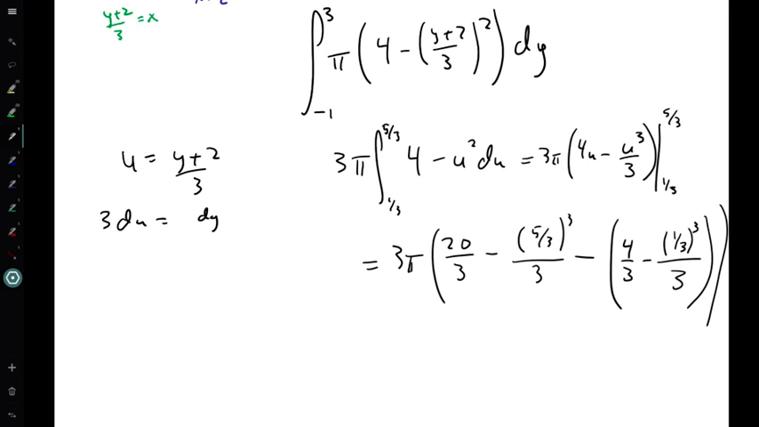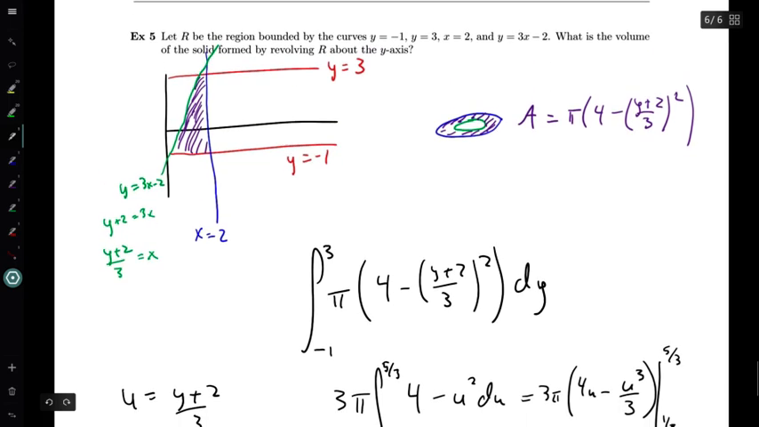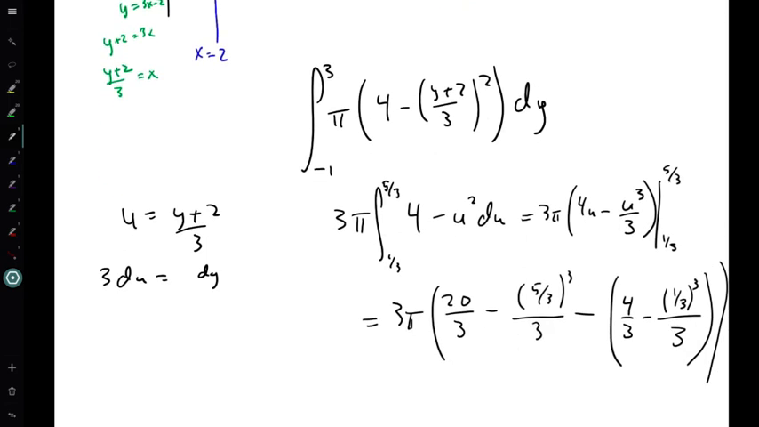Great. Again, if we want a decimal, we can plug this into our calculators, but we have maybe no reason to spend the time doing that here. What matters is that, again, we were able to compute the volume of this solid.